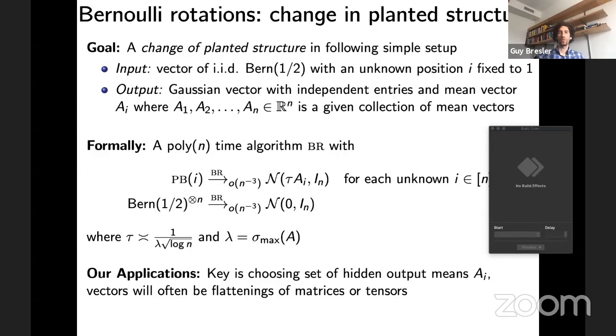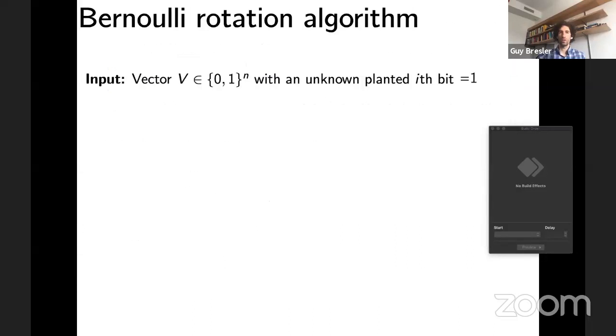What's the actual algorithm? I'll say in a second. I guess it goes without saying that this is somehow very generic. In the applications, it's crucial to choose these mean vectors a sub i in a very careful way. Okay, so here's the Bernoulli rotation algorithm. It's going to accomplish the guarantee of carrying out this mapping from the previous slide. So here's our input. It's the vector of zeros and ones.